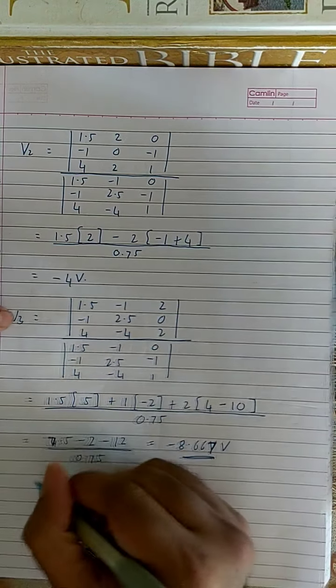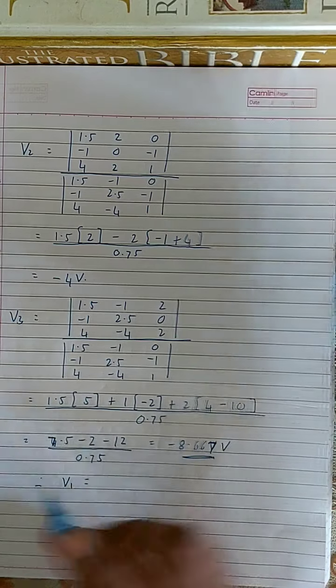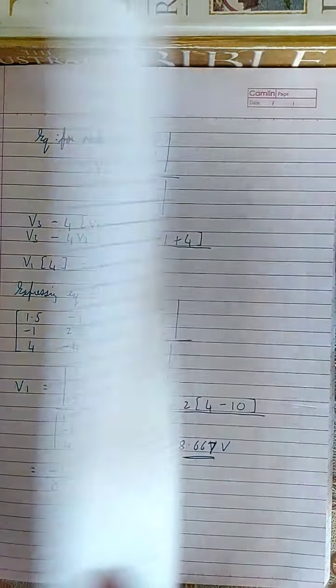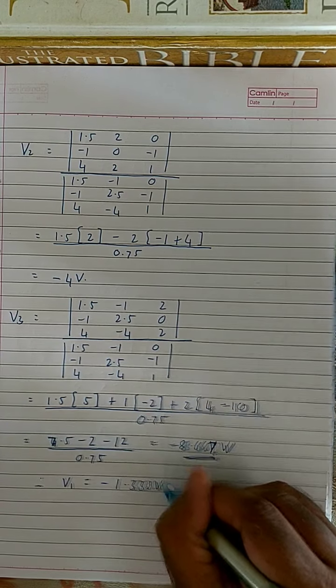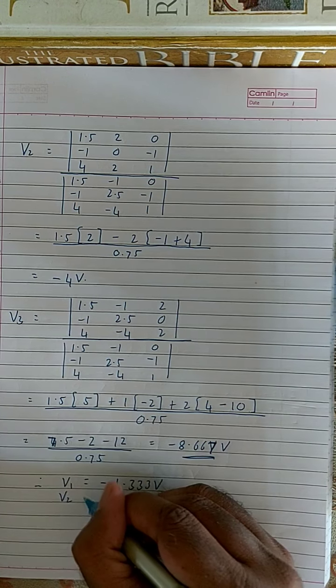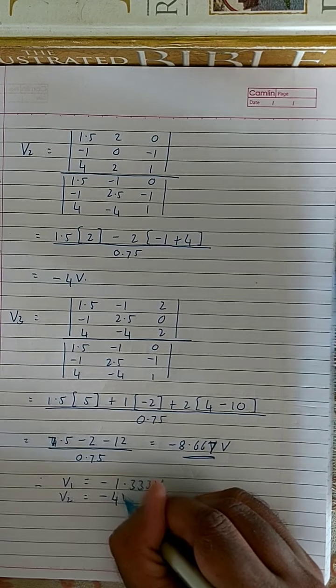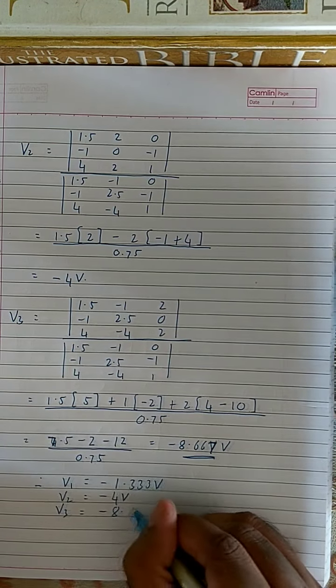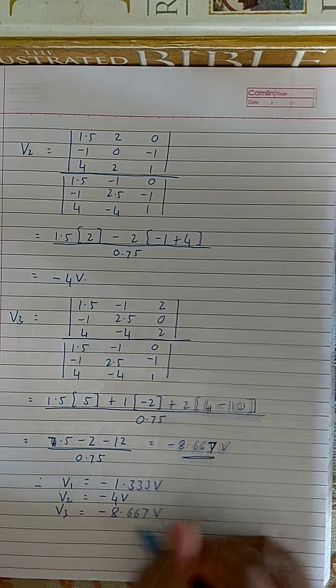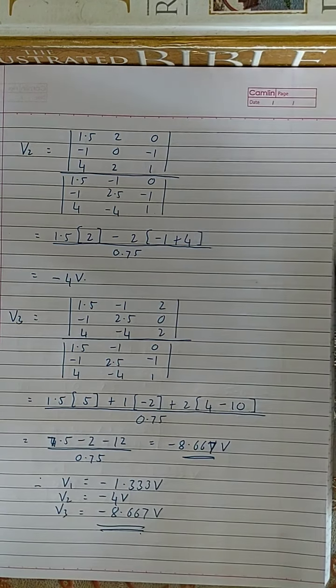So therefore, you can write the answer. V1 is equal to, what's the value of V1? Minus 1.333 volt. Okay. V2 is equal to minus 4 volt, and V3 is equal to minus 8.667 volt. This is the answer. Okay.